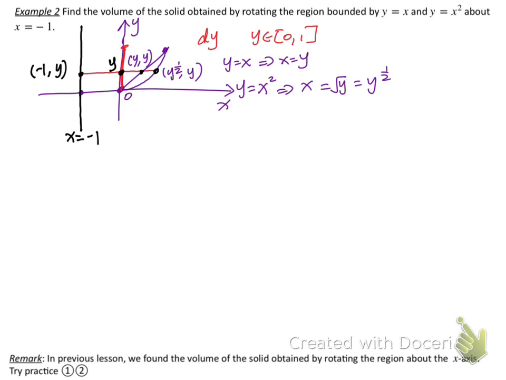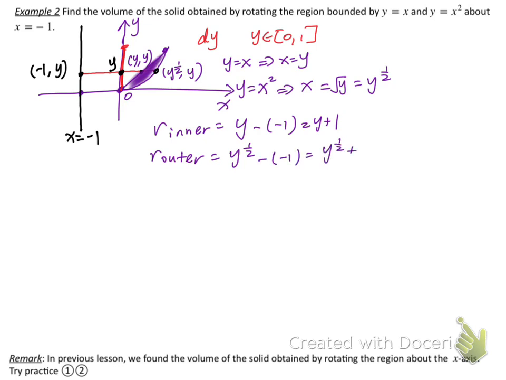And you are comparing the x coordinate. So the r inner, well, I'll just continue. R inner is the distance between, remember this is the region you are rotating, so it's from (-1, y) to (y, y), right? So the distance is from y to minus 1. That's y plus 1. And our outer, again comparing the x coordinate, is y to the 1/2 minus negative 1, which is y to the 1/2 plus 1.